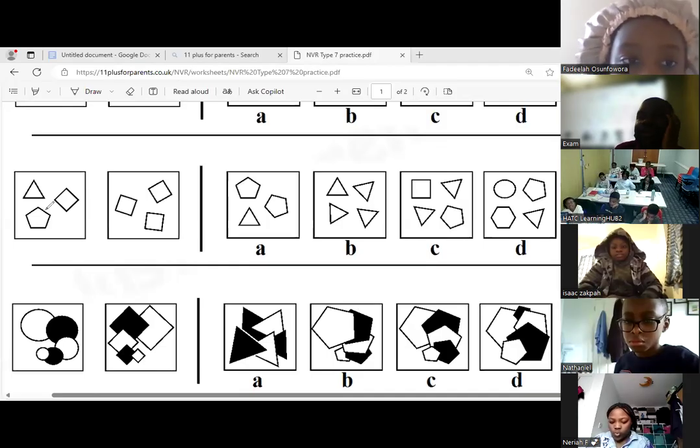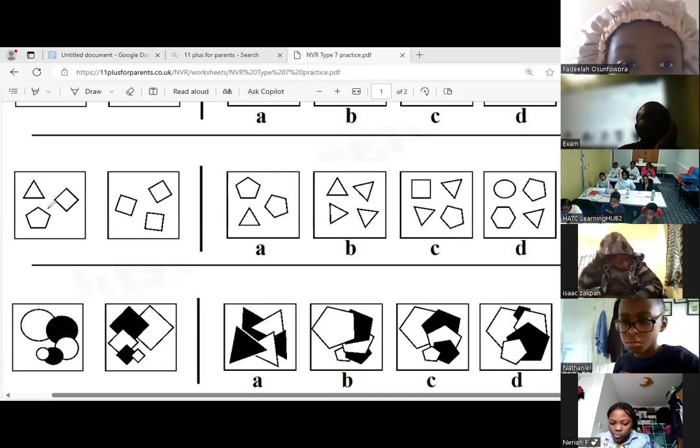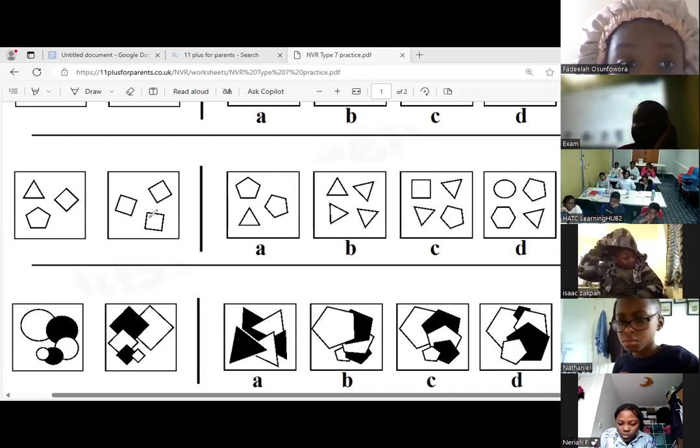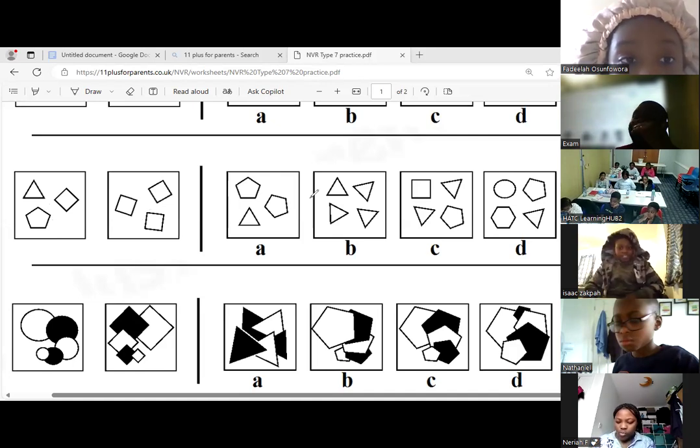So, I'm going to do number 3 for a reason. If we look, some people will say, oh, this one has 3 shapes. Yes, no? This one has 3 shapes. That is the one I'm going to select.